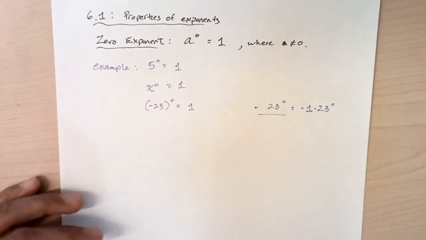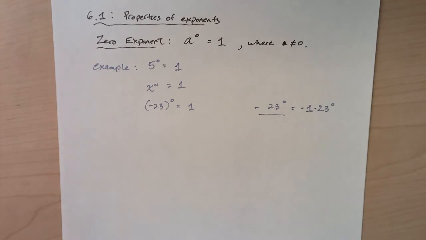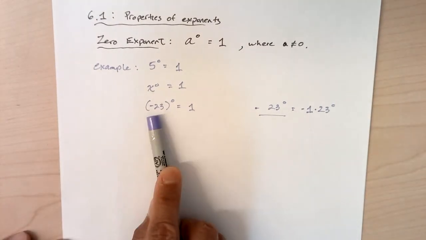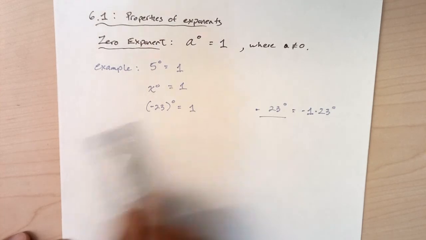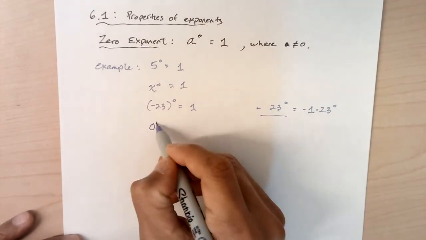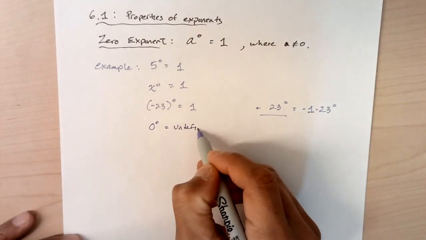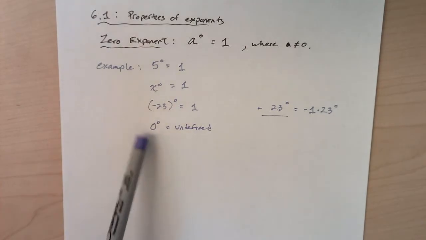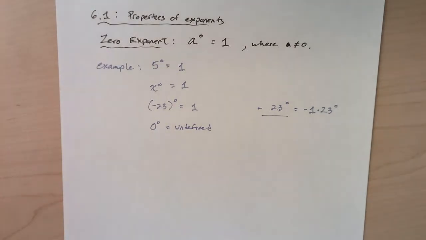In PEMDAS, your order of operations, exponents come before multiplication. So if you do something like this on your calculator, you need to make sure you put the negative 23 in parentheses. It's still true that anything to the 0 power is 1. If you tried 0 to the 0 power, that's actually undefined. So I said anything to the 0 power other than 0 is 1. That's kind of a special case. If you entered this on your calculator, it might say something like error, or 0 power error, but it's undefined.